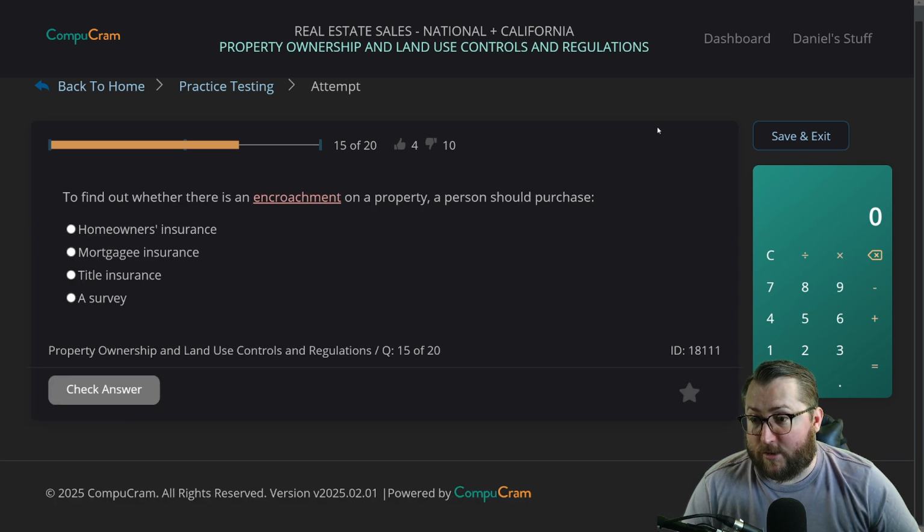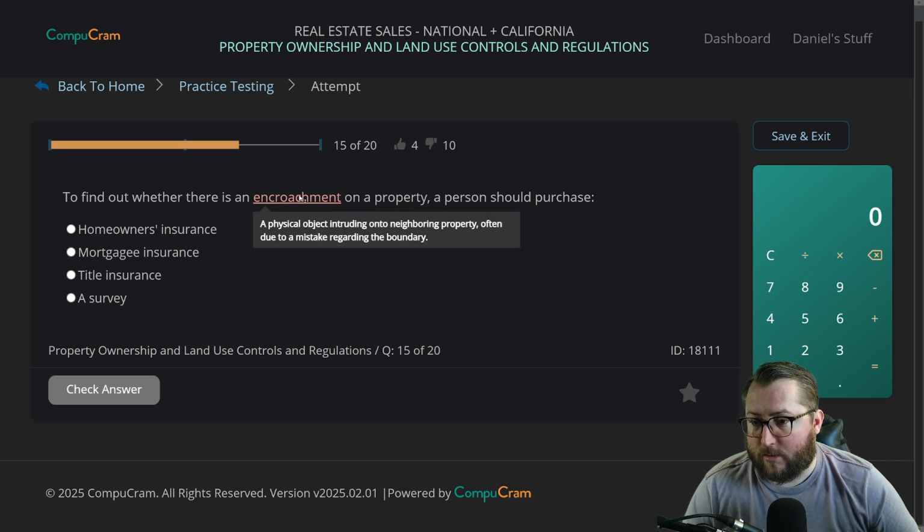Question 15. To find out whether there is an encroachment on a property, a person should purchase A, homeowner's insurance, B, mortgage insurance, C, title insurance, or D, a survey. I want to say title insurance. A physical object intruding onto neighboring property, often due to mistake regarding the boundary.